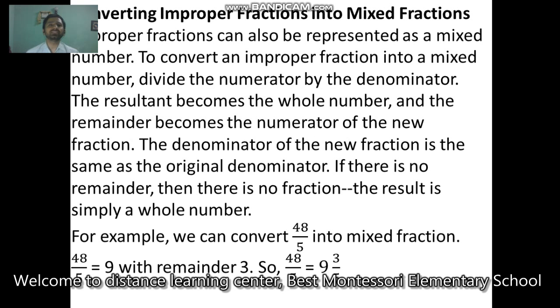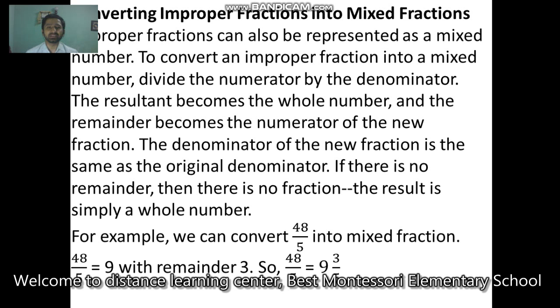Now we can easily convert improper fractions into mixed fractions. Let's take an example here. Improper fraction means the numerator is greater than the denominator. I have taken an example, 48 by 5. To convert it into a mixed fraction, we first divide by 5. 5 9s are 45. That means 48 divided by 5 will be equal to 9 and a remainder of 3.